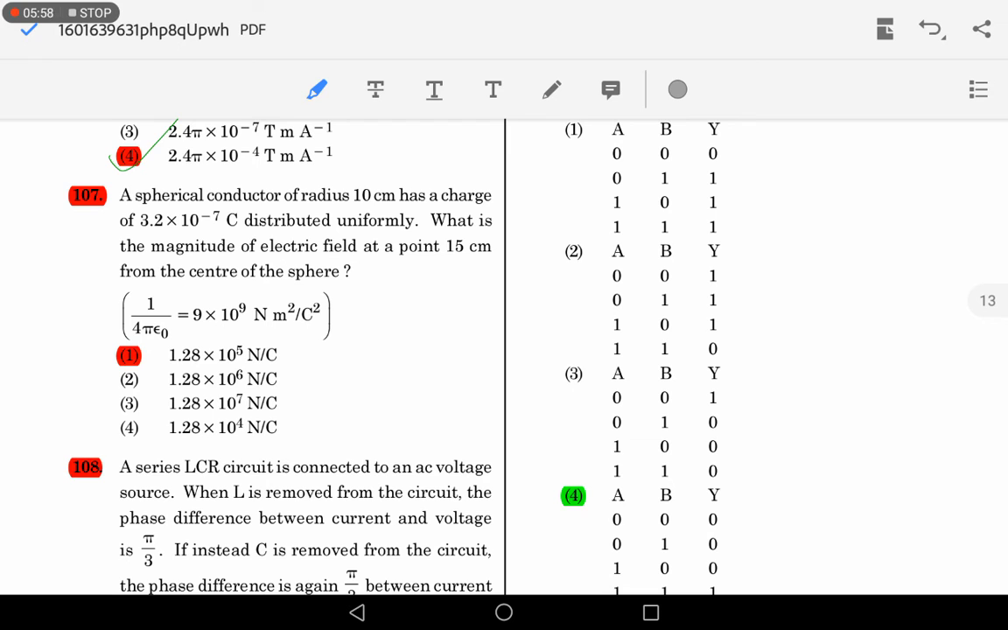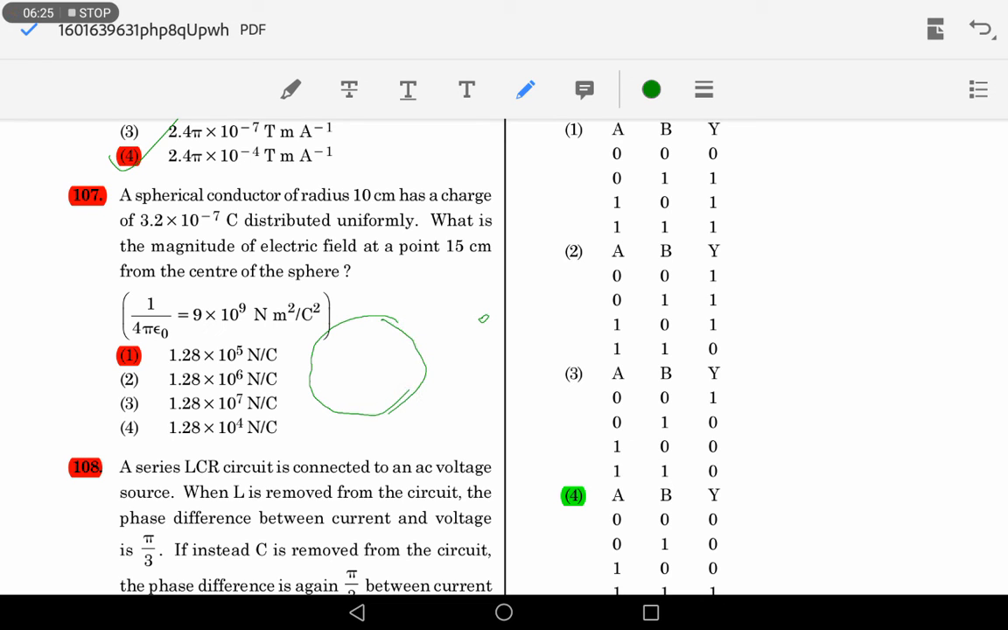The next question: a spherical conductor of radius 10 centimeter has charge of 3.2 into 10 power minus 7 coulomb distributed uniformly. What is the magnitude of electric field? So this is the case where the electric field has to be measured due to a spherical conductor, but not inside it or on the surface, but outside the surface. When the outside point is considered, the entire uniform distribution of the charge will be considered to be a point charge, which is at a distance of 15 centimeter, and the total value of charge Q is also given.